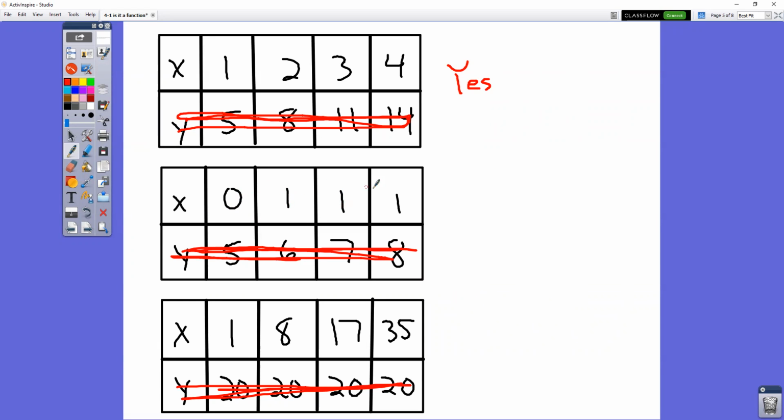0, 1, 1, and 1. I'm using the same X value twice here. Therefore, this would be a no because I'm repeating X values. If you have the same X value more than once, it is a no. 1, 8, 17, and 35. All of my X values are different. I'm only using each one time. So there is a yes. Those are the 4 different types of questions that you're going to have.